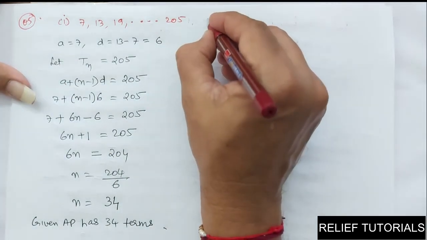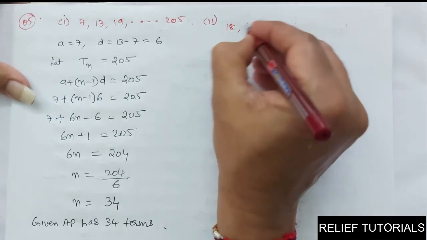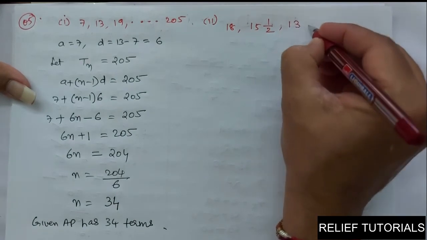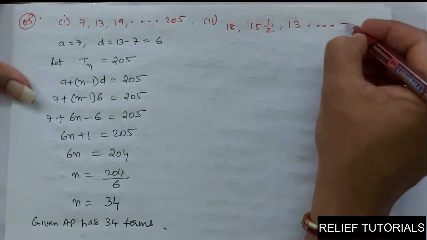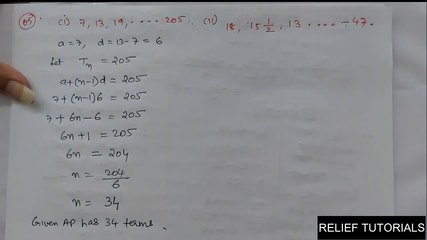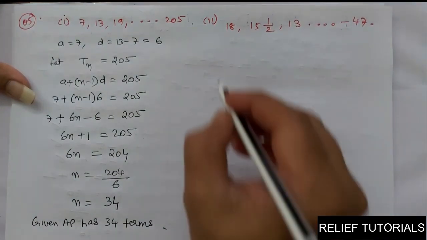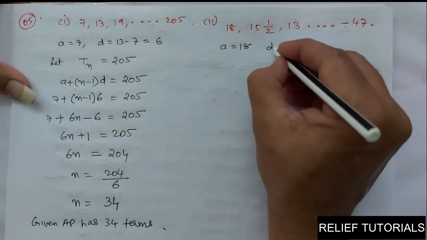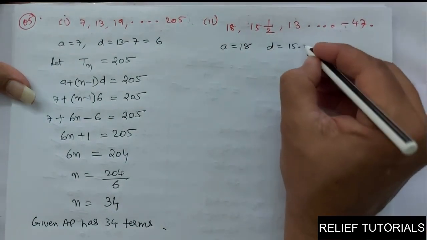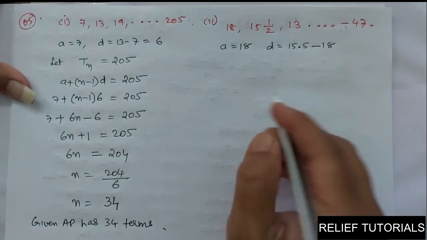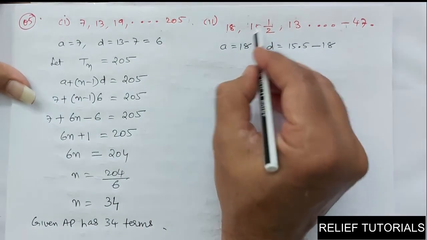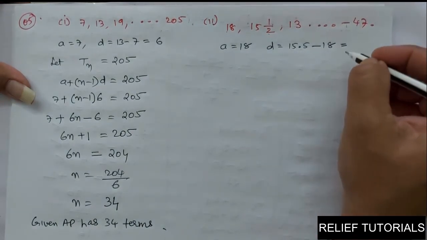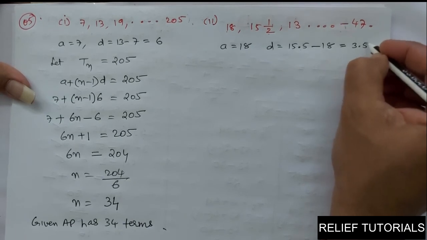Now question number 2. 18, 15 and a half, 13, up to minus 47. You have to find the number of terms in this series. So here it is given A is equal to 18, the first term. Now the difference is 15 and a half, 15.5, minus 18, that is T2 minus T1. So 15.5 minus 18.